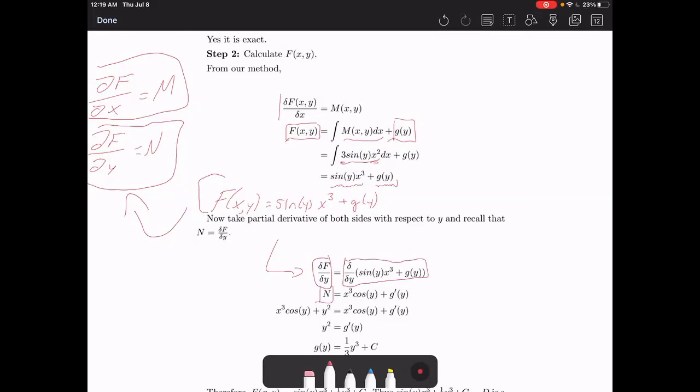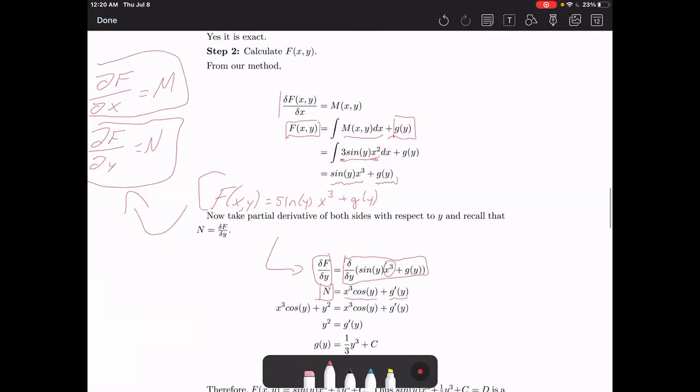But what happens to the right side? Well, I'm going to take the derivative term by term with respect to y. So this sin(y) x cubed, the x cubed, we get to just act like that's some constant. So we get x cubed cos(y). And the derivative of g of y with respect to y is g prime of y.